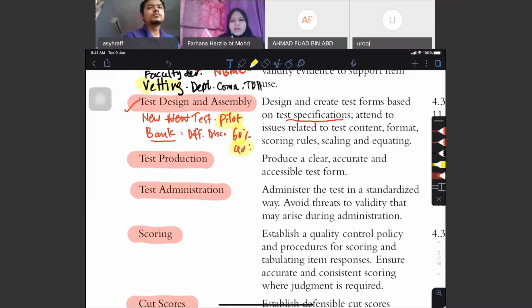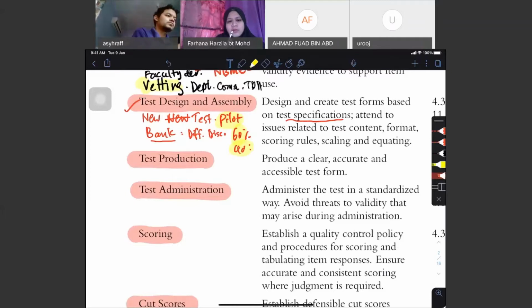Do we have any, not to say benchmark, how many percent we cannot exceed? More than any specific? I would say 60-40 should be okay. 60-40, 70-30.